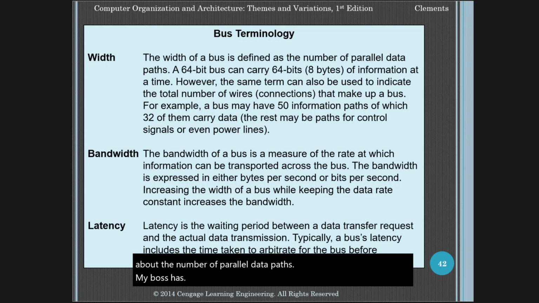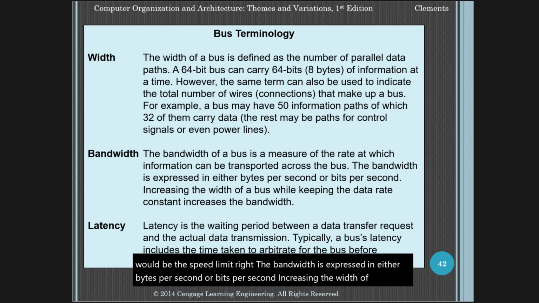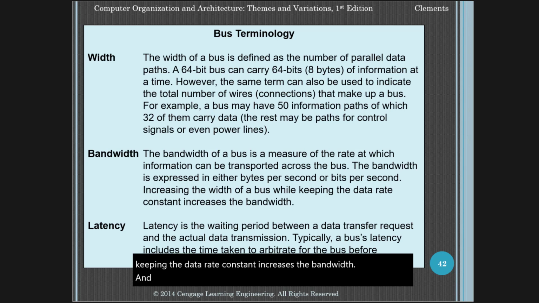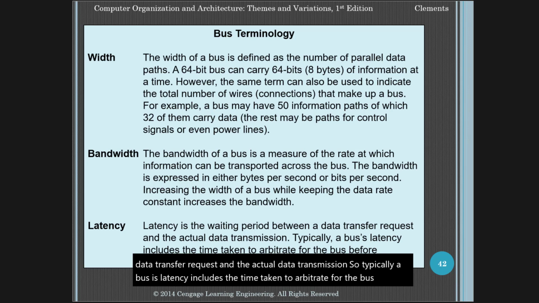Bandwidth of a bus is a measure of the rate at which information can be transported across. Going back to our highway analogy, this would be the speed limit, right? The bandwidth is expressed in either bytes per second or bits per second. Increasing the width of a bus, while keeping the data rate constant, increases the bandwidth. And then latency, I mentioned earlier, is the waiting period between a data transfer request and the actual data transmission. So typically a bus's latency includes the time taken to arbitrate for the bus before the communication is allowed to take place.